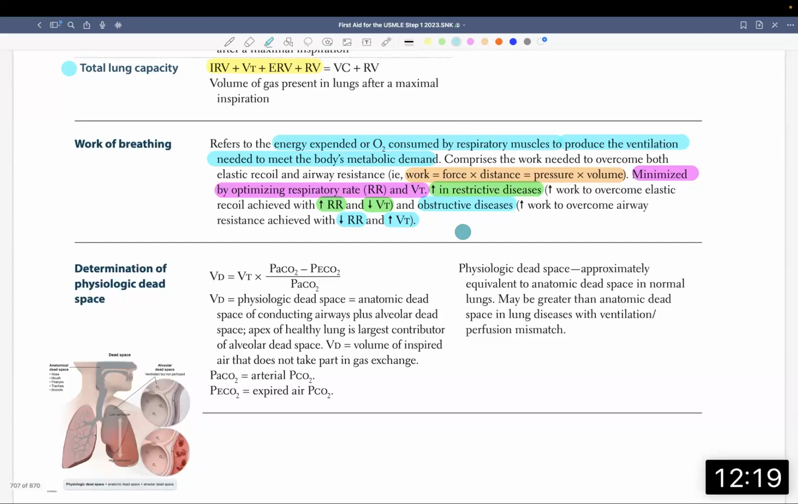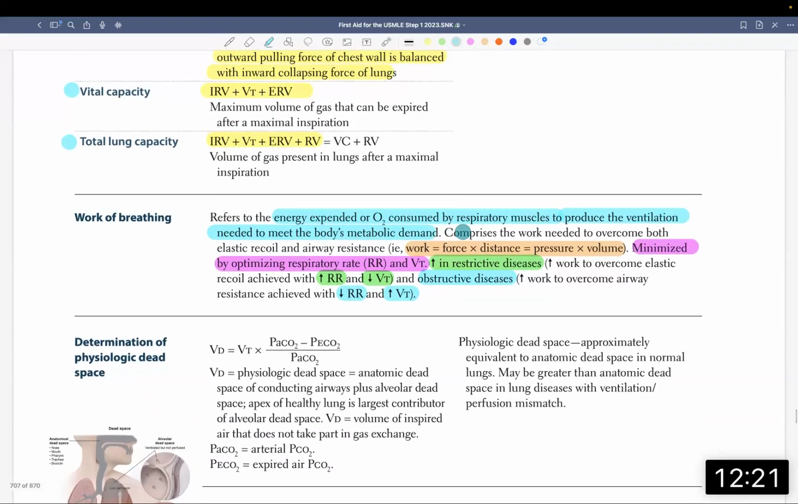Next, we have to remember, Saira, for this work of breathing, formula or like restrictive disease, obstructive disease? What did we say? Increase this whole thing. Respiratory rate increases in restrictive diseases. So R goes up in R: respiratory rate, restrictive diseases. I don't know if this helps, but if you focus on the letter R, restrictive, what will go up? Respiratory rate. The opposite for obstructive.